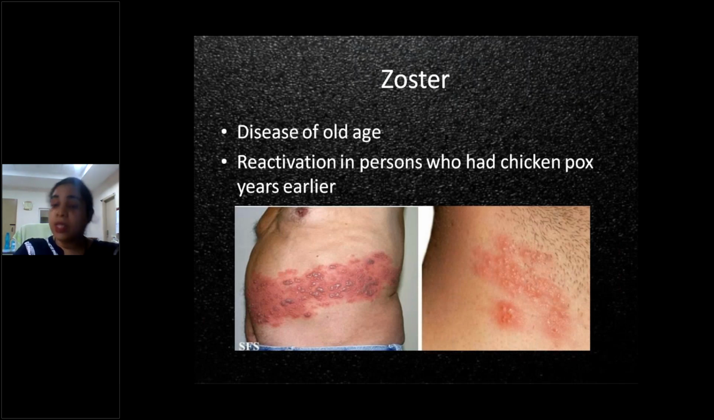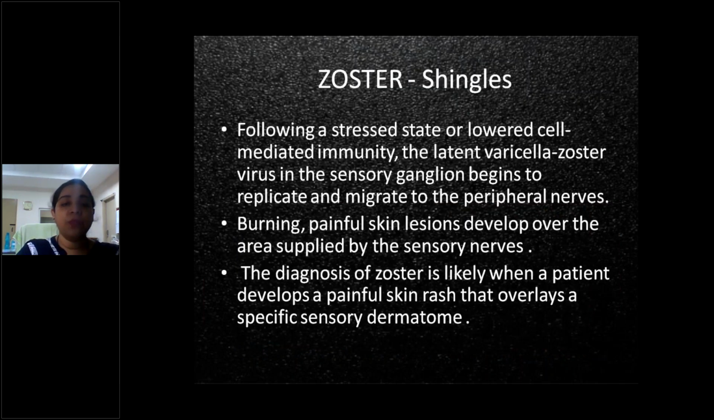Now, what will happen if the virus reactivates? It will lead to zoster. So, chickenpox is a disease of childhood, whereas zoster is a disease of old age, which is mainly due to reactivation in patients who had chickenpox years earlier. Zoster, shingles. This zoster or shingles usually follows a stressed state or lower cell-mediated immunity, and the latent virus, which is usually present in the sensory ganglia, replicates and migrates to the peripheral nerves.